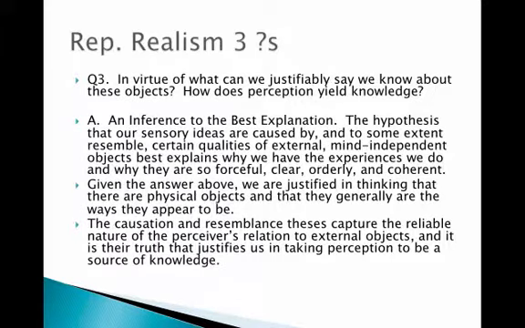Question 3, in virtue of what can we justifiably say we know about these objects? How does perception yield knowledge? And again, it's that argument I just looked at, which involves an inference to the best explanation. The hypothesis that our sensory ideas are caused by and to some extent resemble certain qualities of external mind-independent objects is the best explanation for why we have the experiences we do, and why they are so forceful, clear, orderly, and coherent. So then we're justified in thinking that there are physical objects, and they generally are the way they appear to be. And the causation and resemblance thesis captures the reliable nature of the perceiver's relation to the external objects, and it is the truth that justifies us in taking perception to be a source of knowledge. The end.